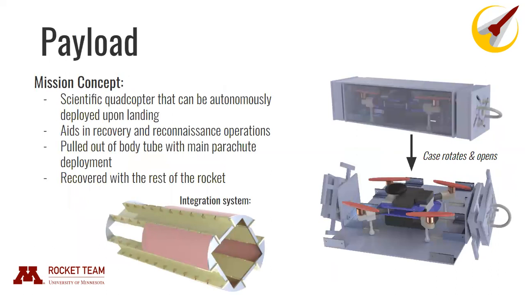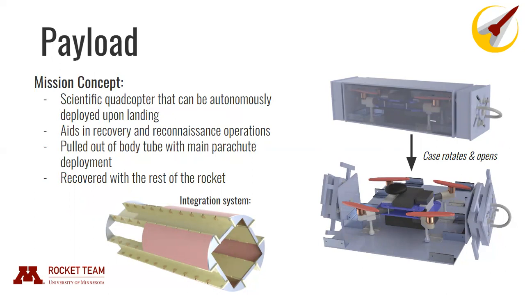And so then finally, we move into our actual payload that we're submitting as part of the STL payload challenge. It's a scientific quadcopter that can be autonomously deployed upon landing. It's recovered fully with the rocket and stays with the rocket the whole time. Once it lands, it would be able to rotate, open up its case, as shown in that image on the right, and have the arms of the quadcopter pop out and have the payload take off.